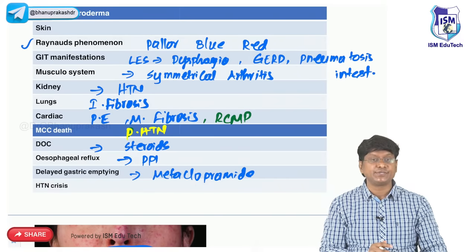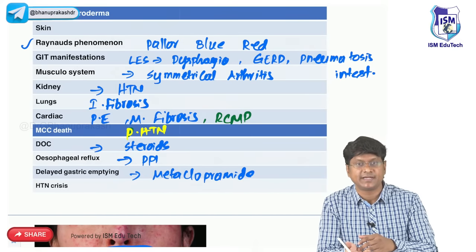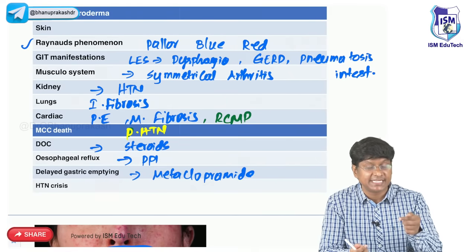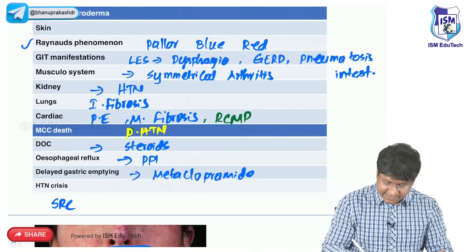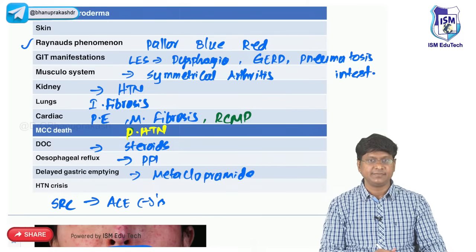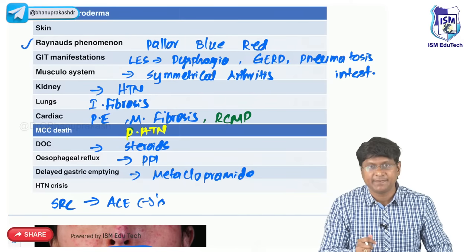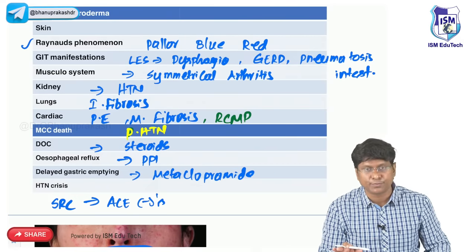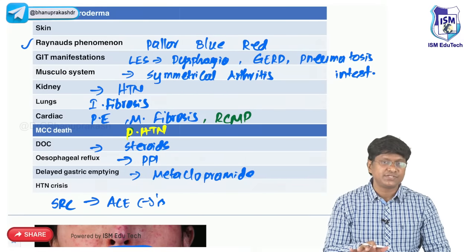Next is the hypertensive crisis. Now, how do you handle this hypertensive crisis due to renal artery stenosis? In this particular scenario, whenever there is a hypertensive crisis, we call it scleroderma renal crisis. And in scleroderma renal crisis, the drug that we give is the ACE inhibitors. The other alternative drugs will be calcium channel blockers, that is nicardipine, and so on. Previously we were giving nitroprusside, but these days sodium nitroprusside is not being used because of cyanide toxicity and so on. So this is about the manifestations in scleroderma.